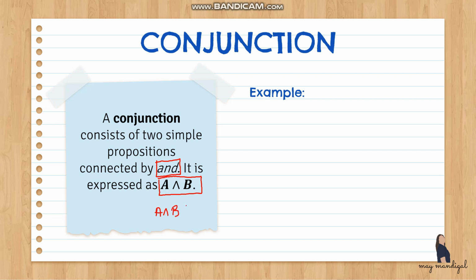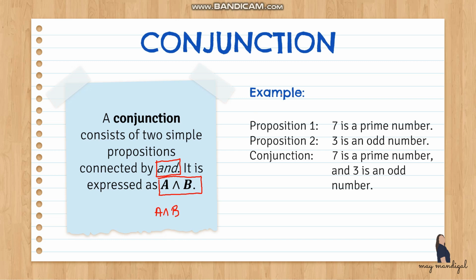Now, A and B, these are the two simple propositions. In logic, we represent propositions as letters, and then we write them into their propositional form using the letters that we assign to each proposition. So, for example, we have proposition 1: 7 is a prime number. We also have another proposition: 3 is an odd number. Now, if we put them together using the conjunction, we put and here. Therefore, it will now become: 7 is a prime number and 3 is an odd number.